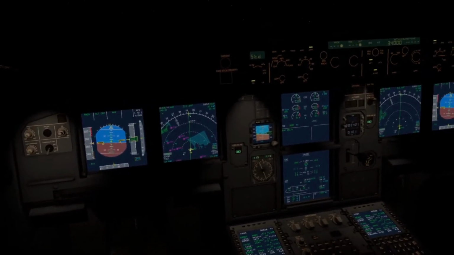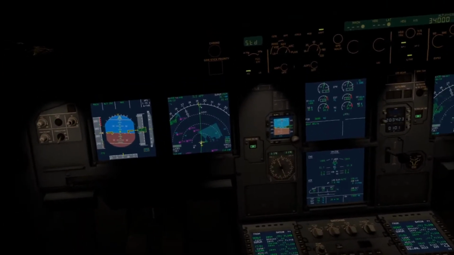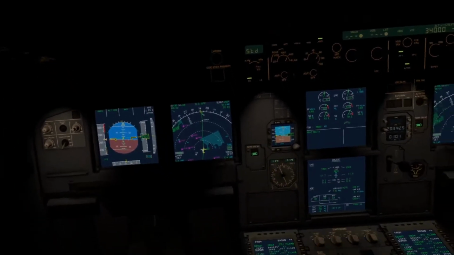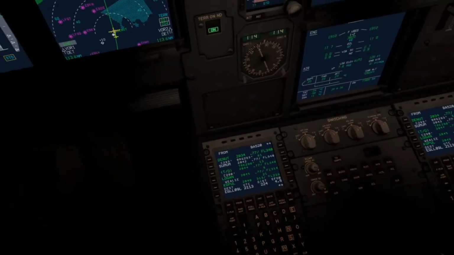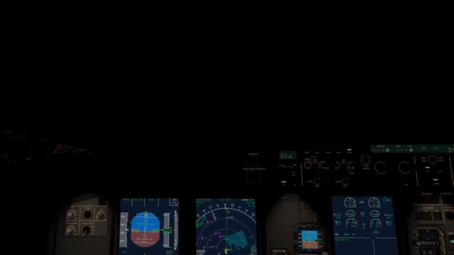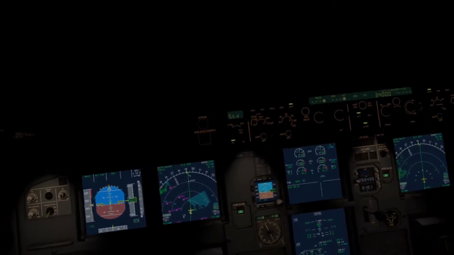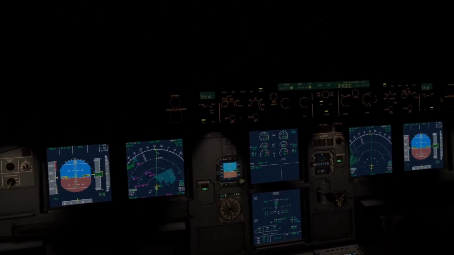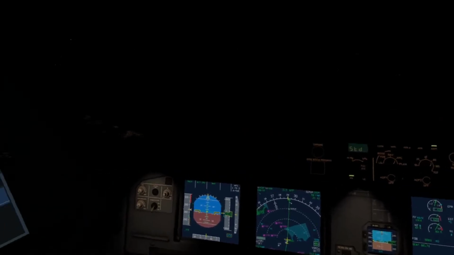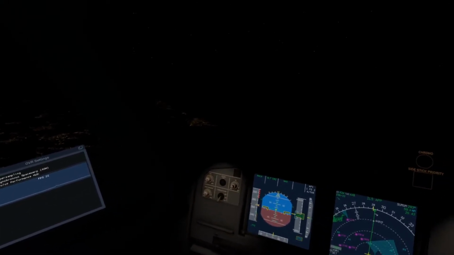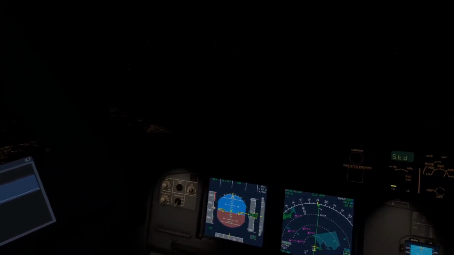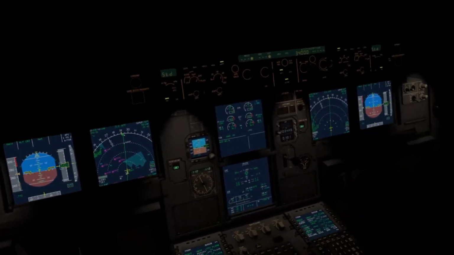We can see the top of descent in front of us right now. This is very relaxing and relieving. We're getting closer now, and as we near our top of descent, you guys will hear the engine spool down. It's as if a fan is slowing down, something like that. It's really cool.